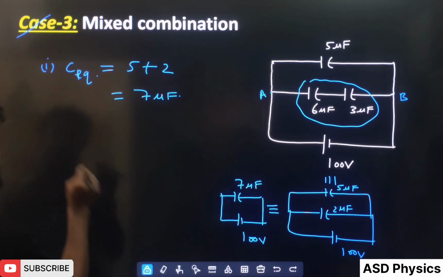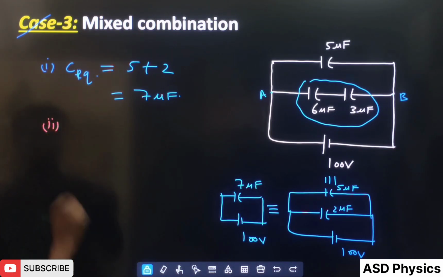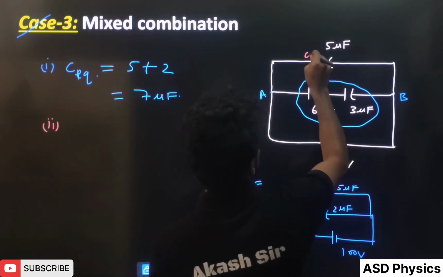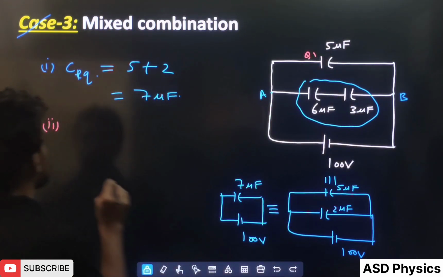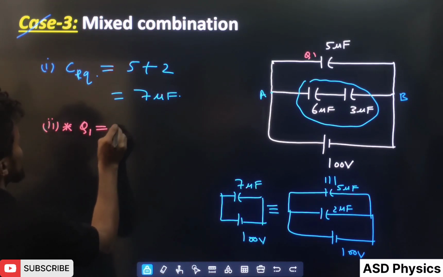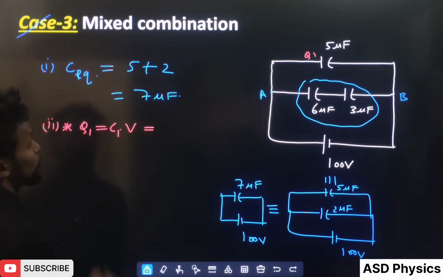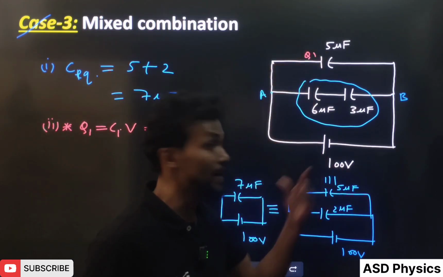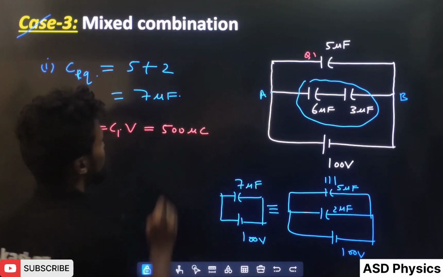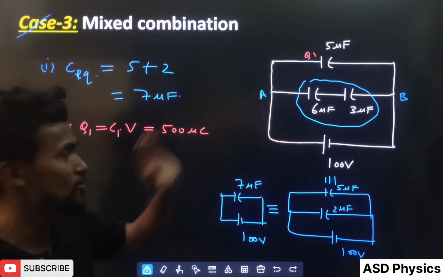Now after that, let's take for example, we are calculating the charge. Let's take the charge as Q1. Remember that on the 5 microfarad capacitor, this charge Q1 is given directly by C1 into V. C1 is 5, battery is 100. So 5 into 100, it will store 500 microcoulomb. Parallel combination, no problem.